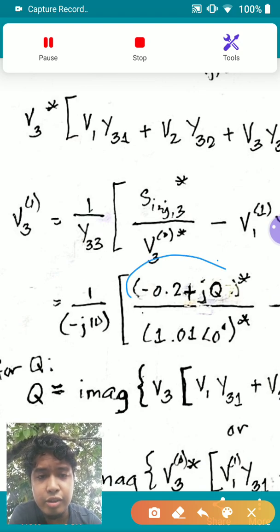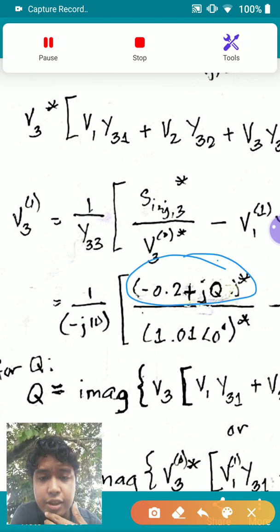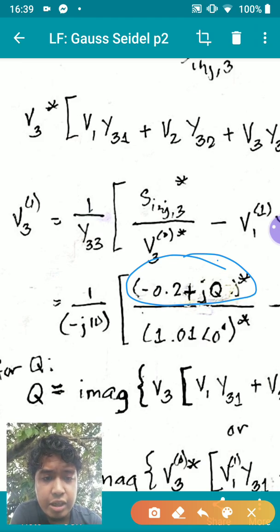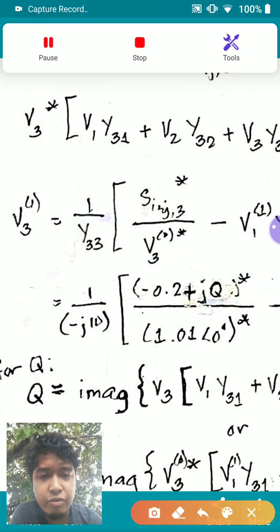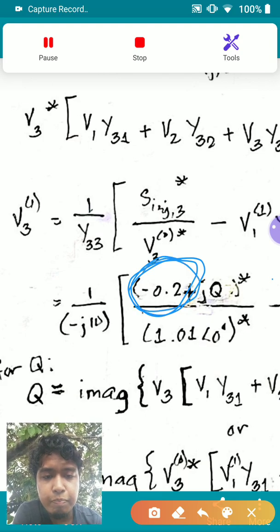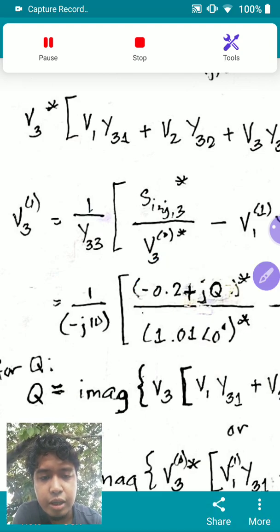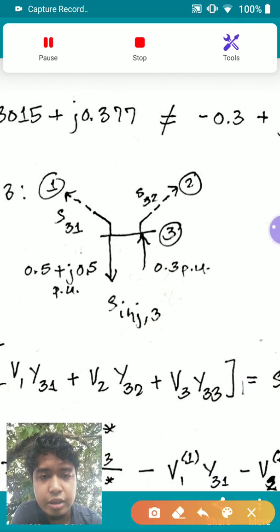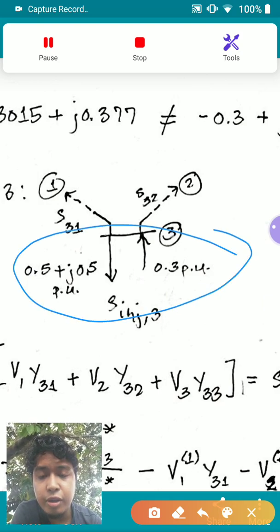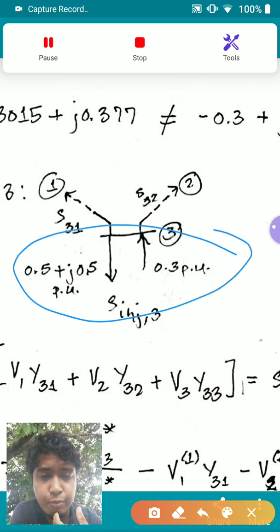So you still substitute the S injected. Now let's look at the S injected. Let's look at P first. On P, you see a negative 0.2. However, here there is no 0.2. So why is that a negative 0.2?